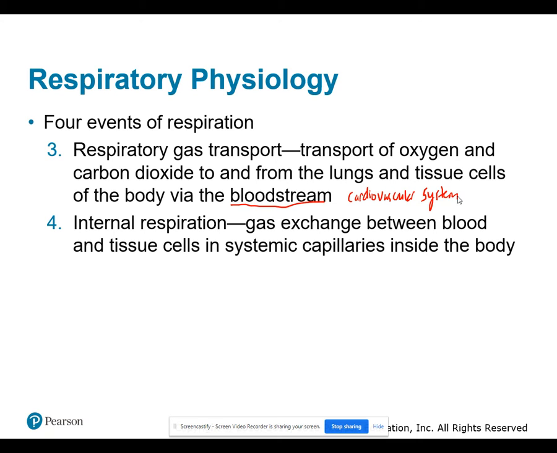And the last step is internal respiration. Once you get that oxygen in the blood where it needs to go, we have to exchange it between the blood, and I'm going to say blood from your systemic capillary, systemic meaning the body, and the tissue cells that need the oxygen. So tissue cells can be things like your leg muscles or anywhere inside the body.